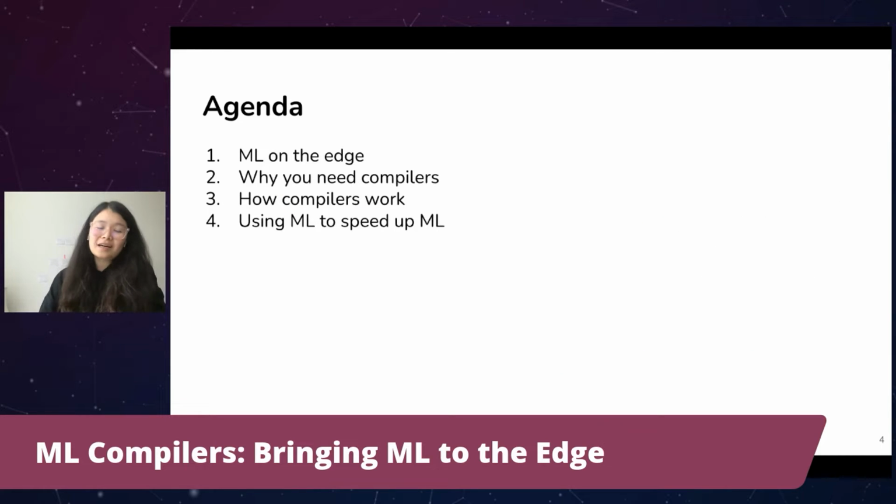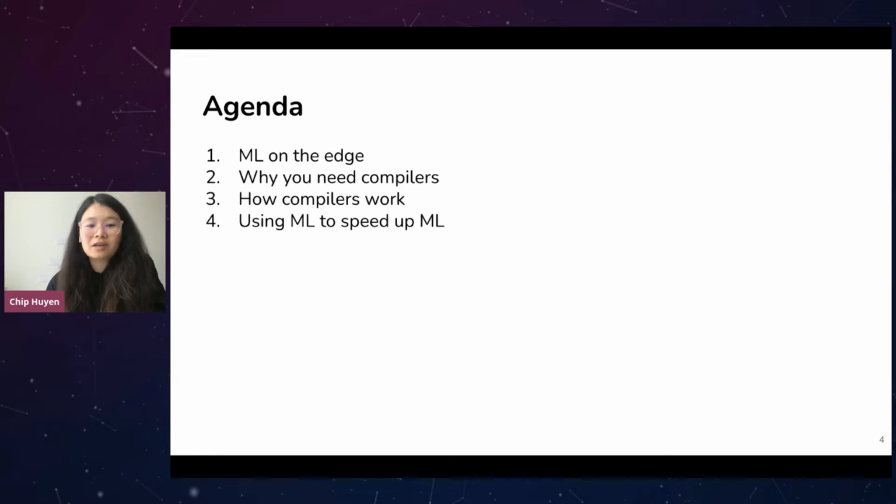For the agenda today, we first go over the importance of machine learning on the edge, and then we talk about why you need compilers and how compilers work. For the last session, we talk about how we can use machine learning to speed up machine learning models.